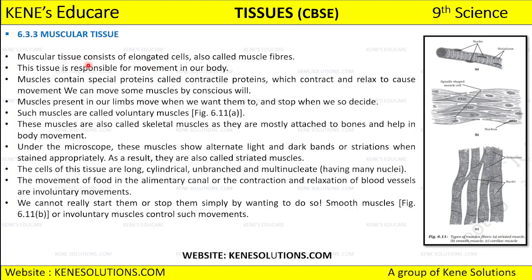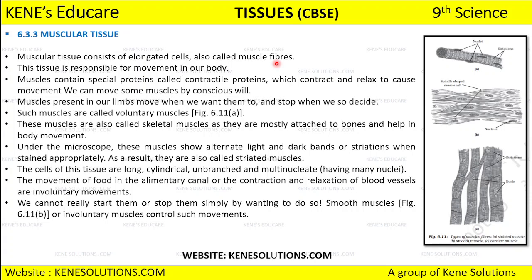Now this muscular tissue consists of elongated cells and we also call this tissue muscular fiber. What does muscular tissue consist of? Elongated cells, and we also call these elongated cells muscle fibers. Okay, now the tissue present in this muscular tissue is responsible for the movement of our body.